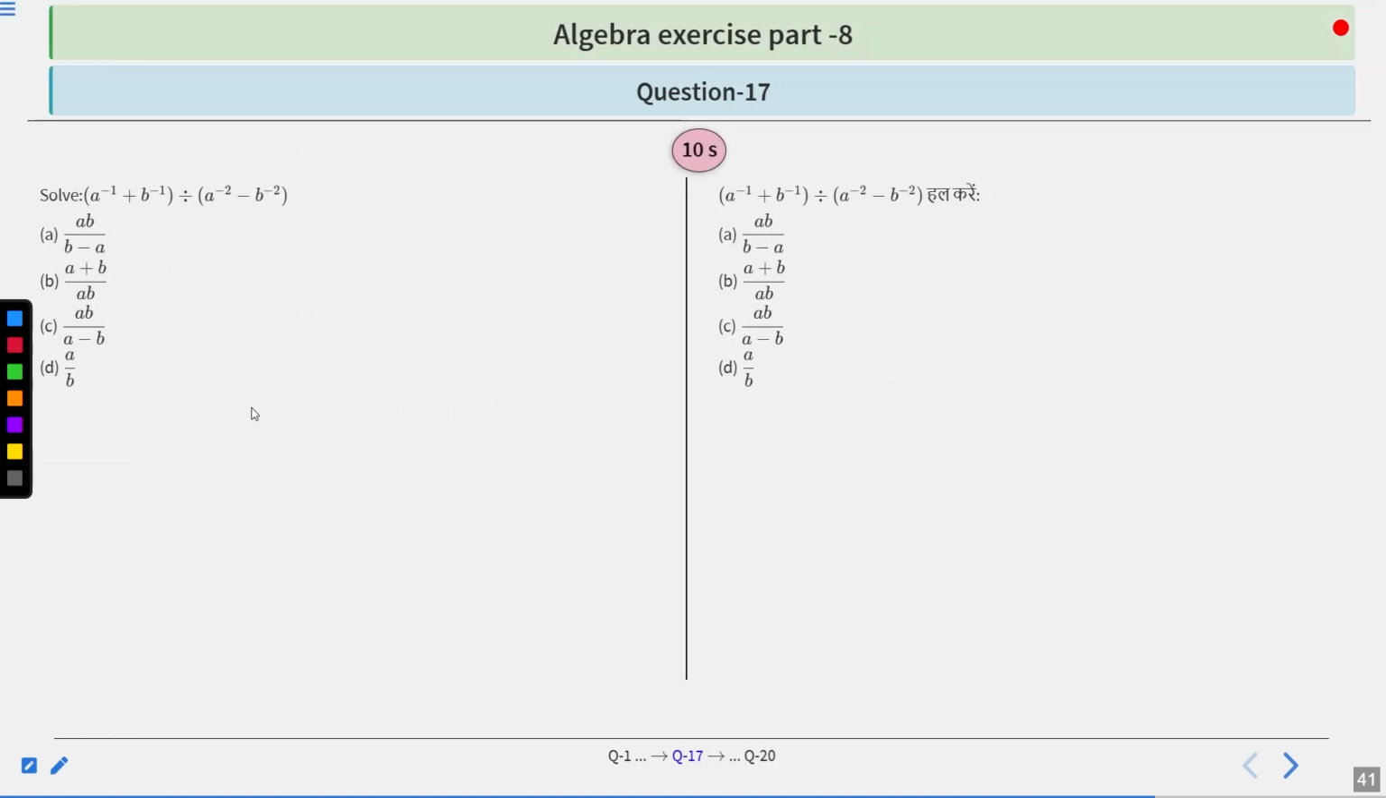Next, we have to solve a raised to power minus 1 plus b raised to power minus 1 divided by a raised to power minus 2 minus b raised to power minus 2. And the options are option A, ab upon b minus a, option B, a plus b upon ab, option C, ab upon a minus b, and option D, a upon b. These are the options, and I'm giving you 10 seconds to find out the correct answer. After that, I will do the solution for you.